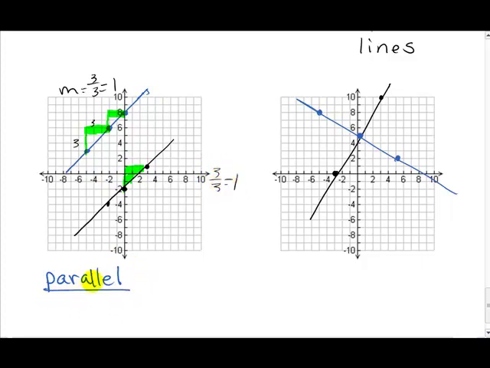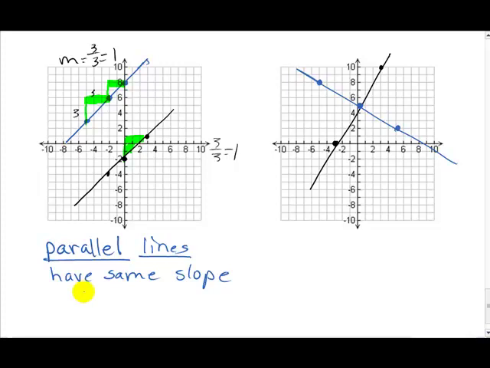So for parallel lines, we can say they have the same slope. So whether we're drawing them or whether we are getting the slope from the formula or from the equation, if they have the same slope, they are parallel. Now notice these lines are perpendicular. So let's compare their slopes also.